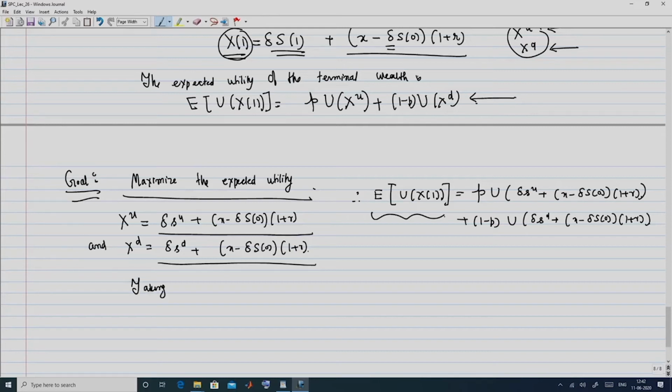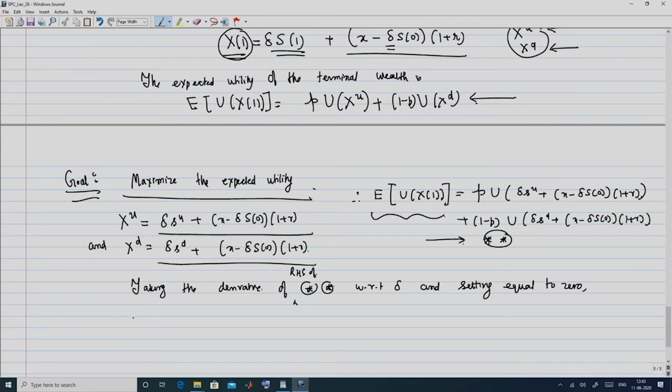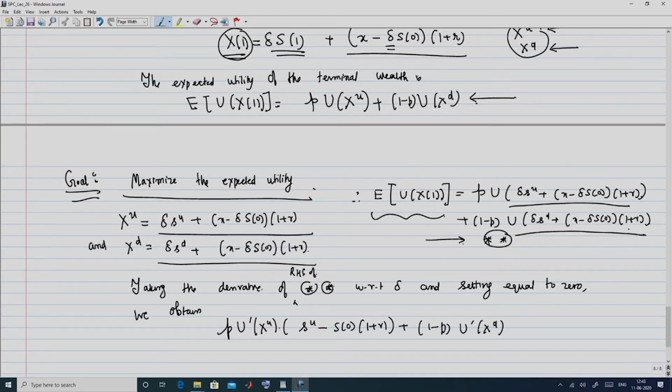So accordingly, taking the derivative of this, let me call it double star, with respect to delta and setting equal to 0, we obtain that p of u prime of xu into the derivative of xu, which is Su minus S0 into 1 plus R, plus 1 minus p u prime of xd into the derivative of the argument, which is Sd minus S naught into 1 plus R, and I set this equal to 0.